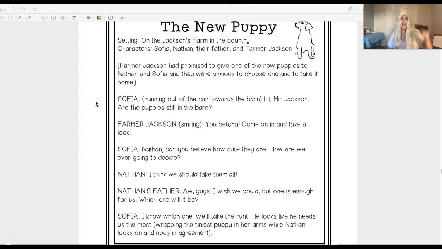Hi, Mr. Jackson! Are the puppies still in the barn? You betcha! Come on in and take a look. Nathan, can you believe how cute they are? How are we ever going to decide? I think we should take them all. Oh, guys, I wish we could, but one is enough for us. Which one will it be? I know which one. We'll take the runt. He looks like he needs us the most.